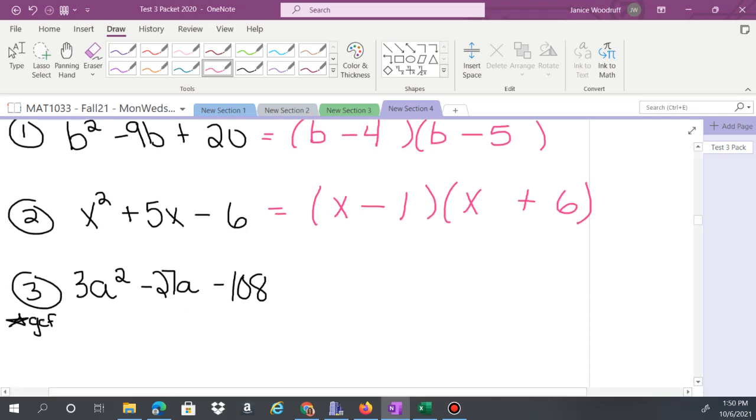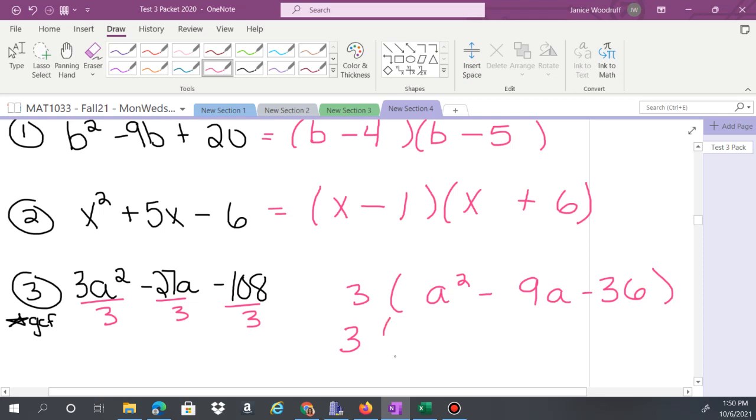All right, what about this one? I put a little star here that you can take a GCF out first. Yeah, so you can take a 3 out first. And then that's going to give us an a squared minus 9a. And that was 36, right? Minus 36. Okay, then you have your 3, your GCF.